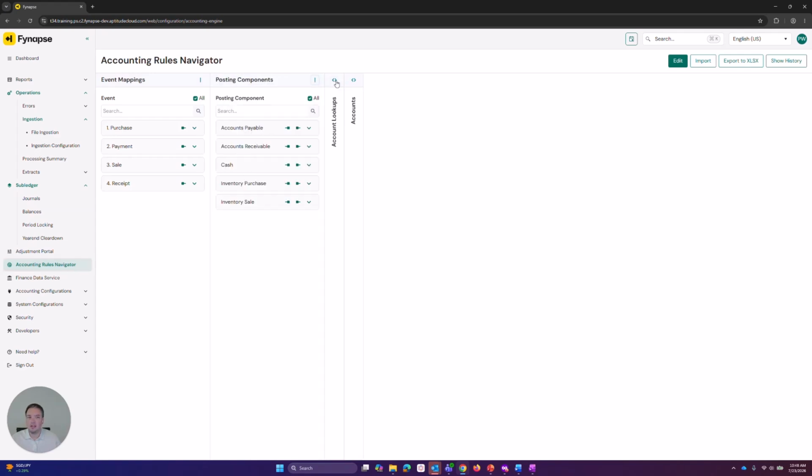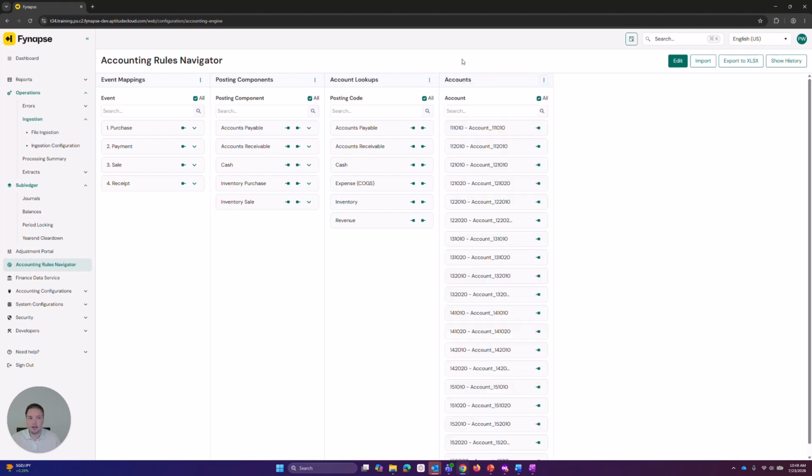Now, what we've seen is a complete journey of a single purchase transaction through the Fynapse Accounting Engine. We started at a business event. Here, the engine identified the relevant posting components. It resolved to the correct account lookups, evaluated the business dimensions, ultimately selected the appropriate general ledger accounts, and produced a balanced journal. Because each step is independent but also configuration driven, that same transaction can support multiple legal entities, multiple products, but also multiple accounting standards, such as IFRS and US GAAP, without duplicating the logic.